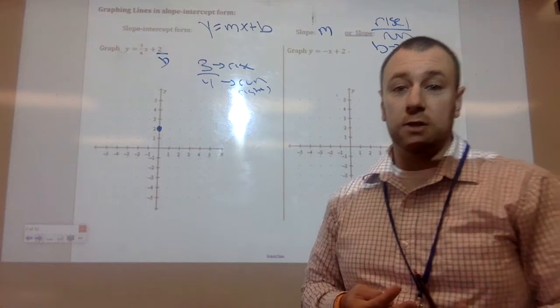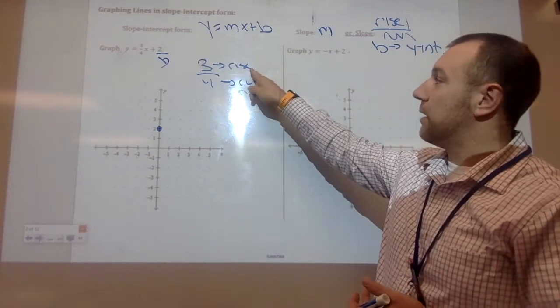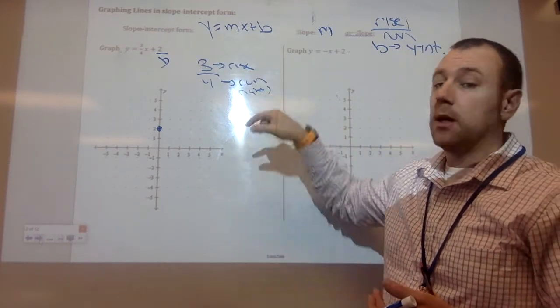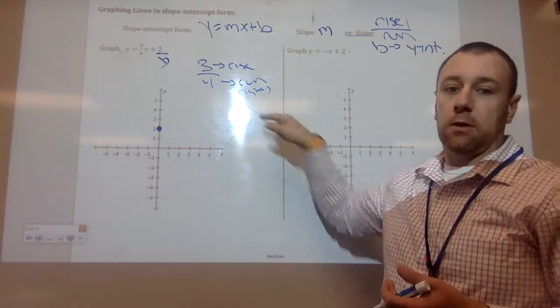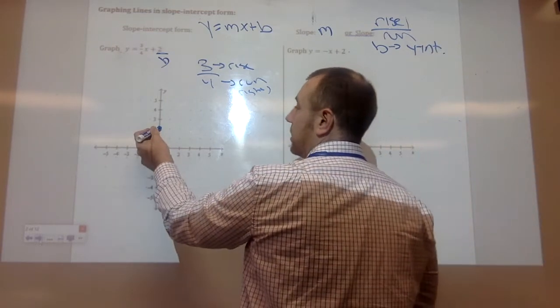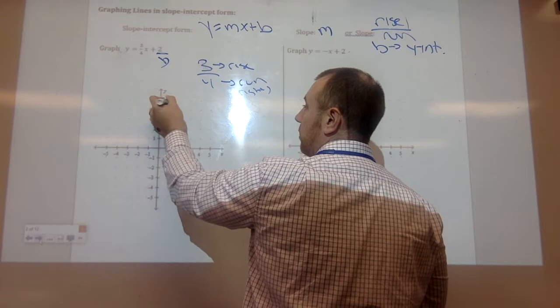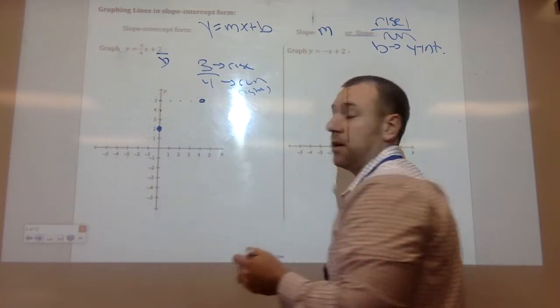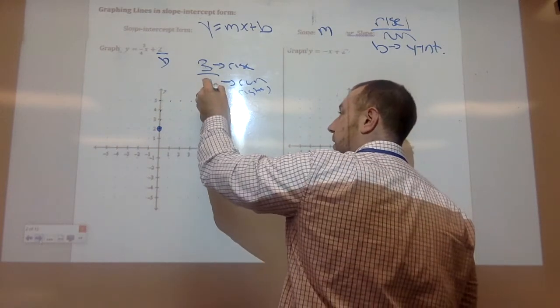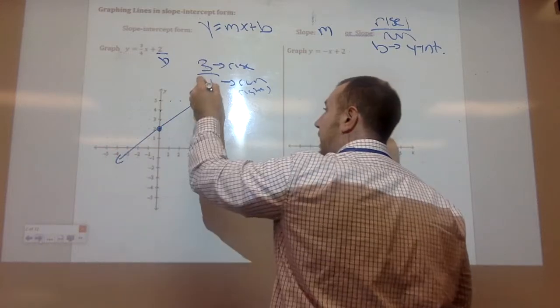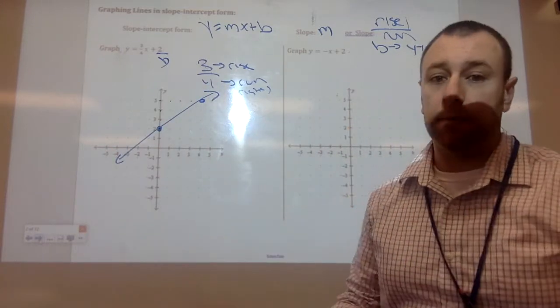When you have a negative slope, you would not rise, you would go down and then run to the right. So, up 3, 1, 2, 3, over 1, 2, 3, 4, you have another point. I can then draw my graph, and I'm done.